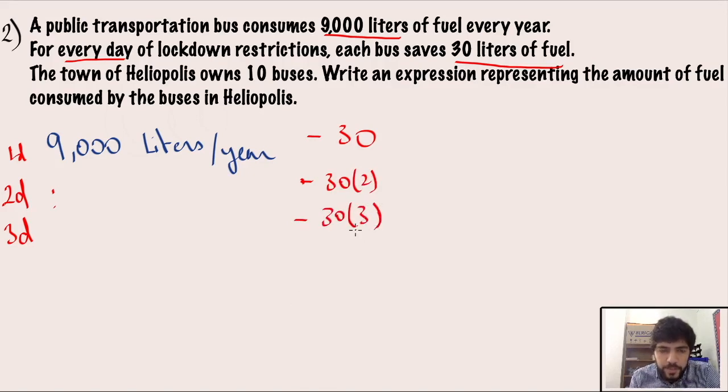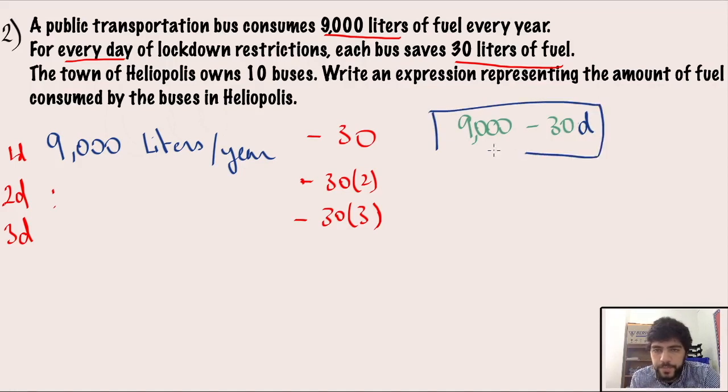So if we were to write an expression just for one bus, it would be 9,000 liters, this is the normal amount, minus 30 times the number of lockdown days. So we don't know how many lockdown days there will be this year, for example, because we're still in the beginning of the year. So we can just call it D. Okay? So 9,000 minus 30D. This is the expression, this is just for one bus. Right?